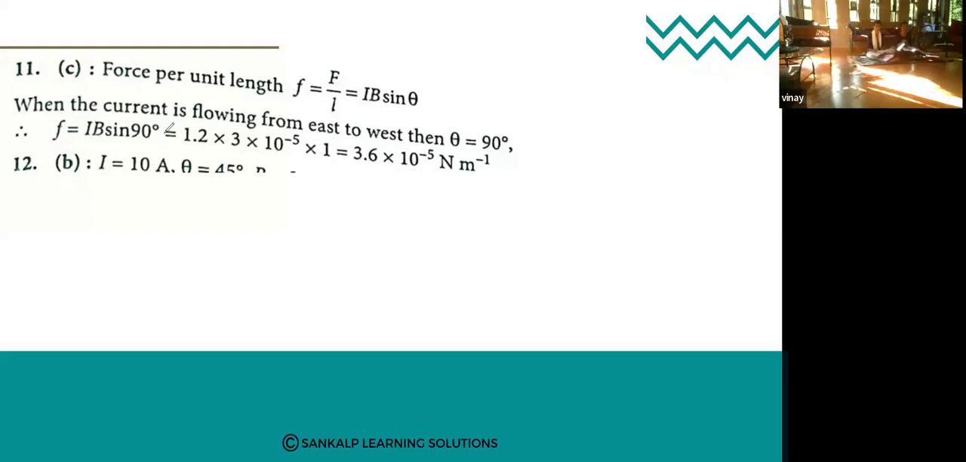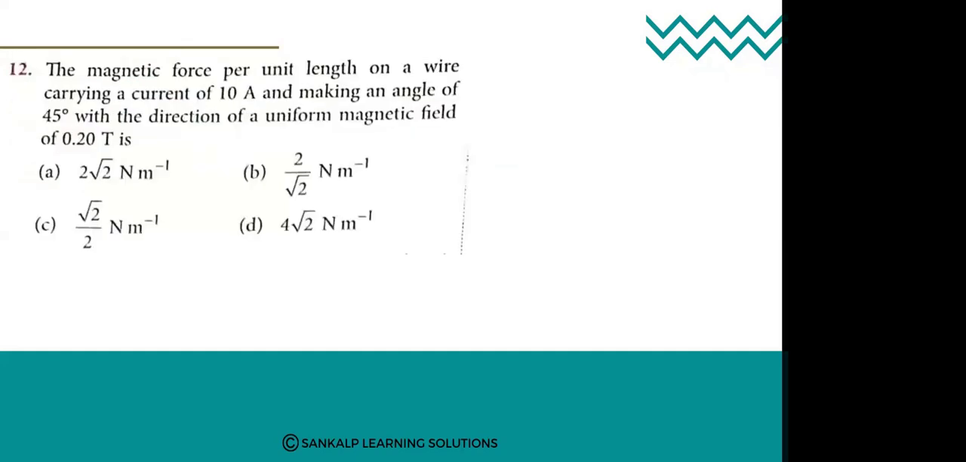Is it completed? Yes, ma'am. Okay, the next question. The magnetic force per unit length on a wire carrying current of 10 ampere and making an angle of 45 degree with the direction of the uniform magnetic field of 0.20 Tesla is. Again, same question, you have to solve the same way. Force per unit length you need to calculate. Current is given, angle is given, magnetic field is also given. Check.